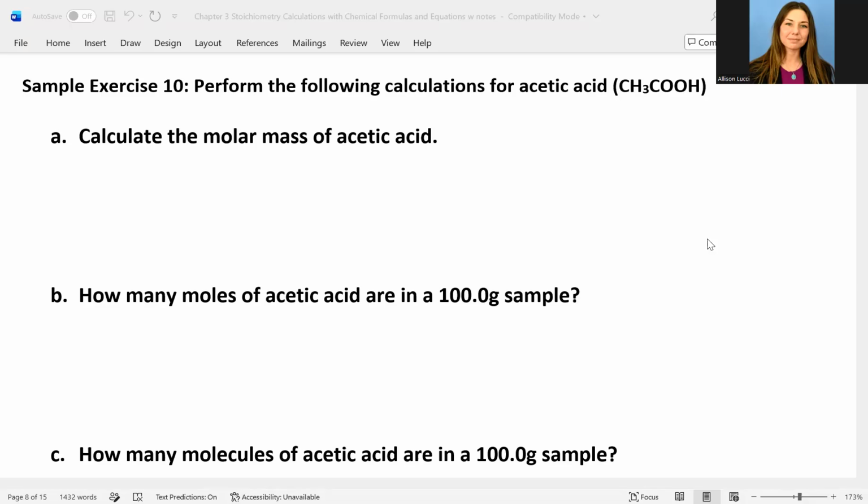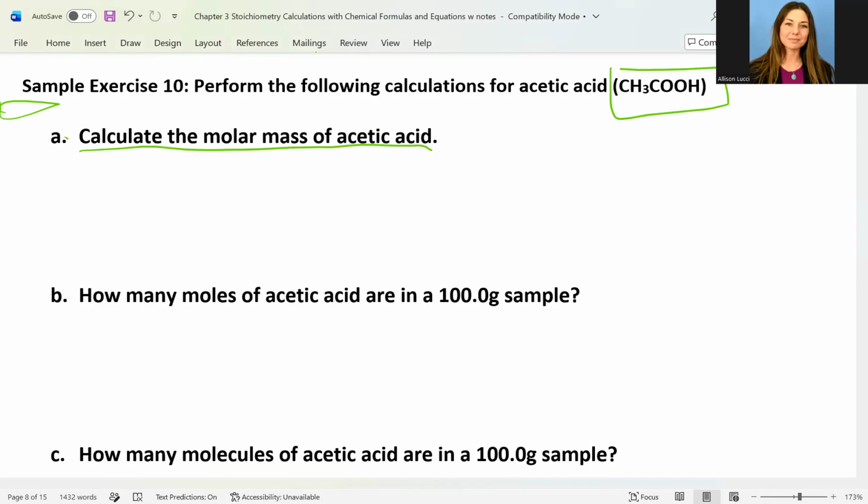For sample exercise 10, we're asked to perform a variety of calculations for acetic acid here. So let's take a look at what we're asked to do first. First, we're given the task of calculating the molar mass for acetic acid. So we're given the chemical formula here.